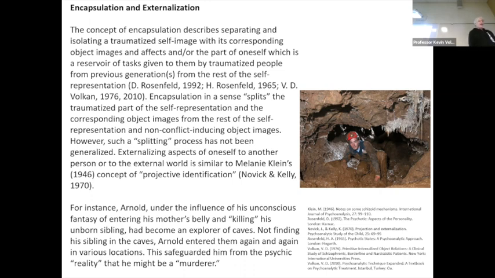Not finding his sibling in the caves, Arnold enters them again and again and again in various locations. In other words, this safeguarded him from his psychic reality that he might be a murderer. So he has this fantasy that he murdered his unborn sibling. And so what happens is he externalizes this into the world, and he actually spends time going into these caves. He's concretized this into some kind of cave exploration thing, right? He's taken this symbolic thing.